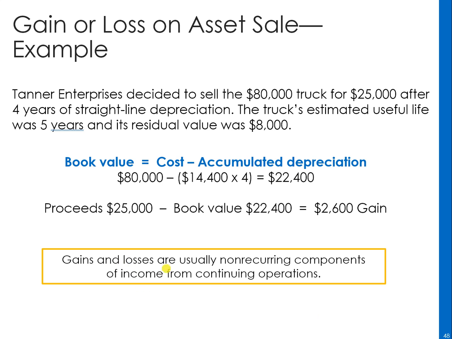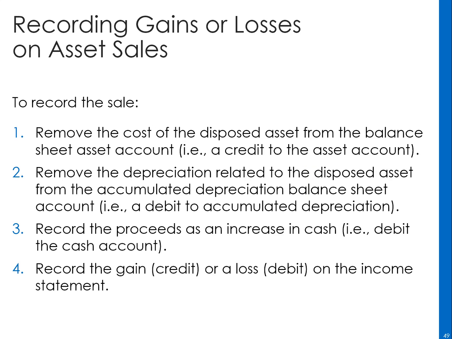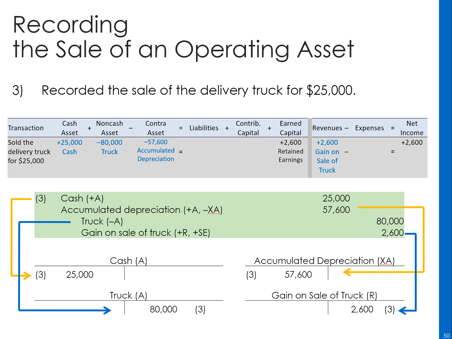Okay, these gains and losses are typically non-recurring components of income from continuing operations. Well, let's see some examples of how we solve these problems in journal entries. Right, we have finished the calculations.